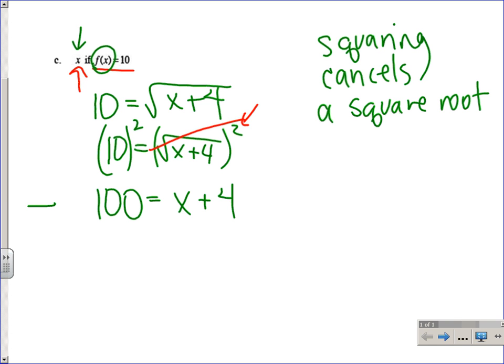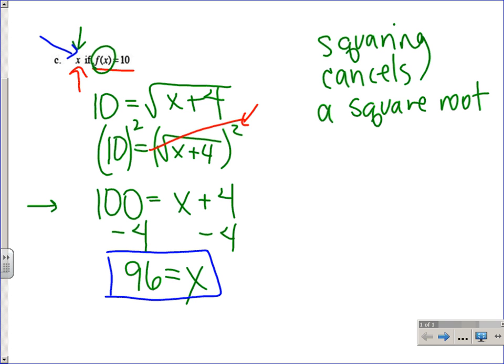Now I have an equation that's much simpler to solve. So I want to get x alone. It's x plus 4. Let's subtract 4. Subtract 4. I'm keeping my equations balanced by doing it on both sides. 96 equals x. It asks me to solve for x. Remember, I have 3 arrows now pointing to x. Do I have x alone? Yes. 96 equals x is my solution.